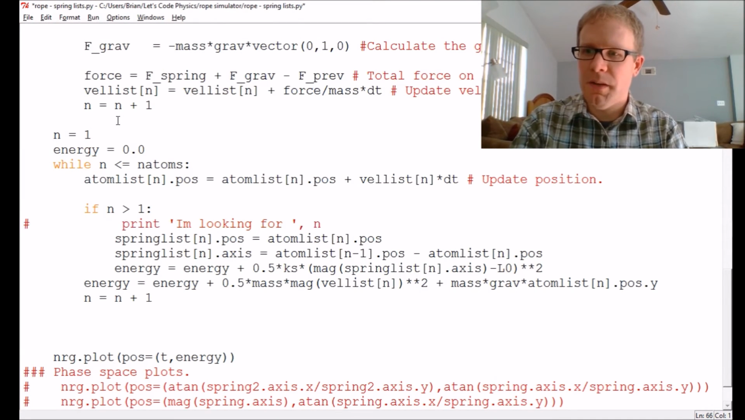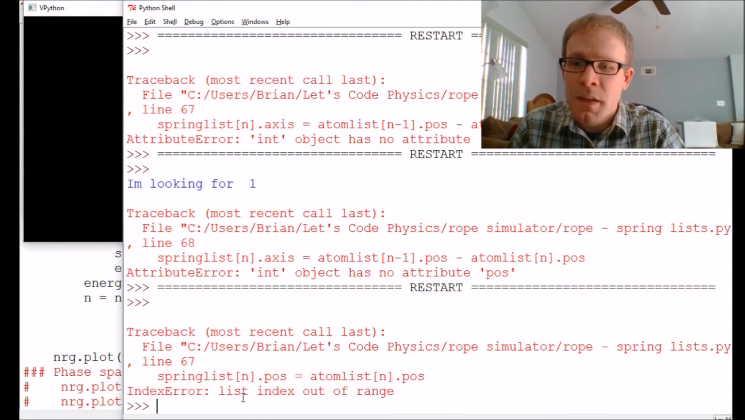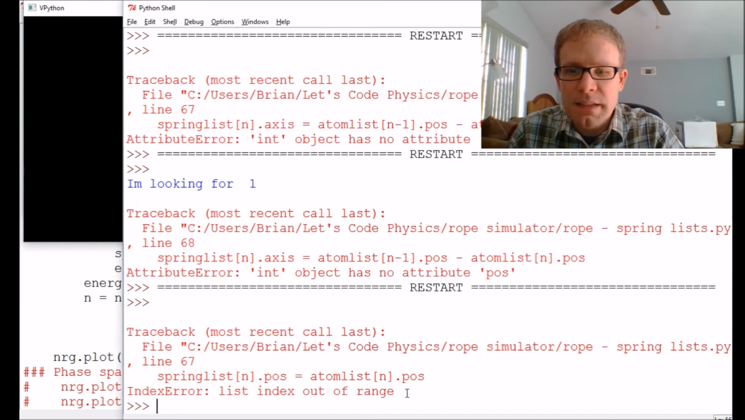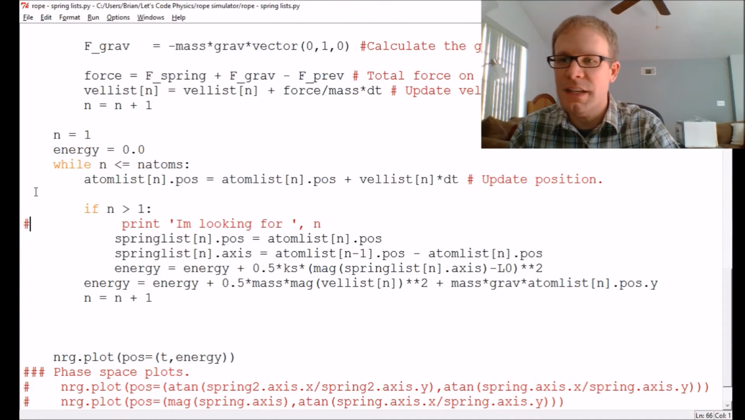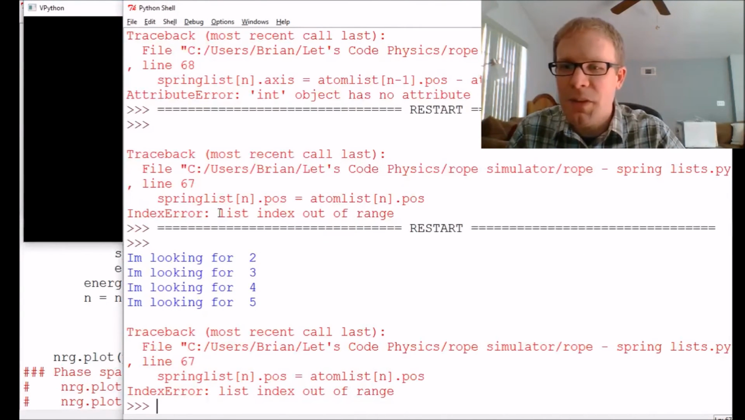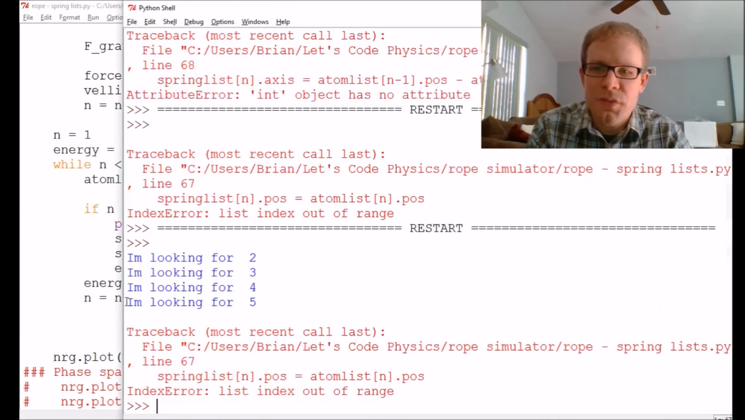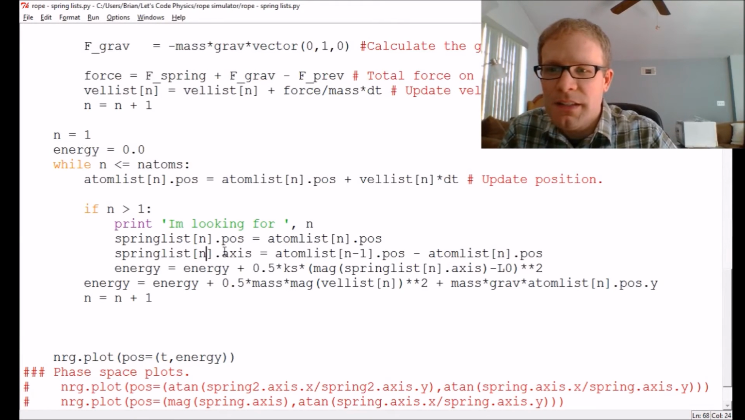I don't think I need that print statement anymore. Let's find out. See, what was happening was going back to that 0 that I used to initialize it. Okay, list index out of range on line 67. So maybe I still need this thing, F5. I'm looking for 2, 3, 4, 5. List index out of range. So when it goes to the... Oh, it doesn't like the spring list there.